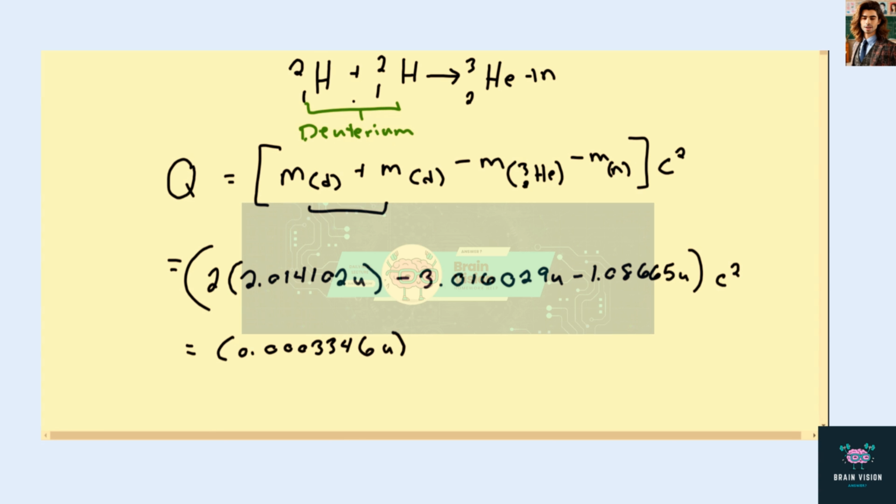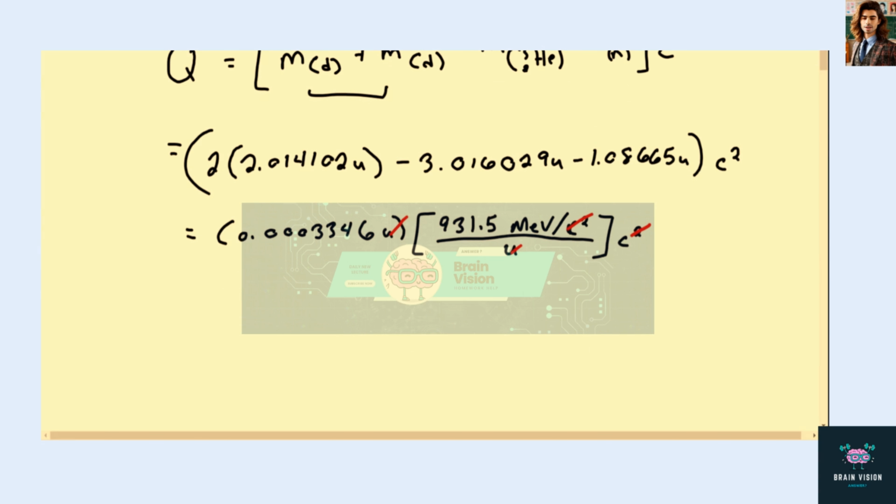And then we have 0.0003346 U. And we need to get this to MeV. So we're going to do our units here, 931.5 MeV divided by C squared. We have the U here, and we have the C squared here. So our units cancel out. And if you plug all this into your calculator, you'll get 3.112 MeV. Okay, and this is your answer, guys.